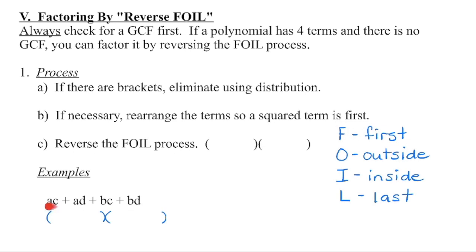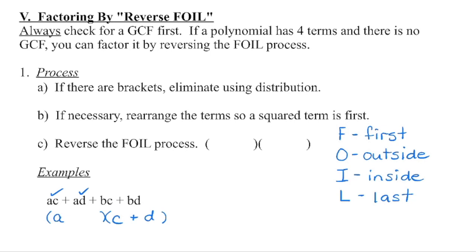So in order to get AC, I can multiply A times C. That product will give me that term. All right, so now O stands for the outside. So we're going to multiply A times something to get one of these terms. We can see the only other term with an A in it is AD. So I'm going to put this plus D there. And then when we multiply the outside terms, that will give us the AD term.